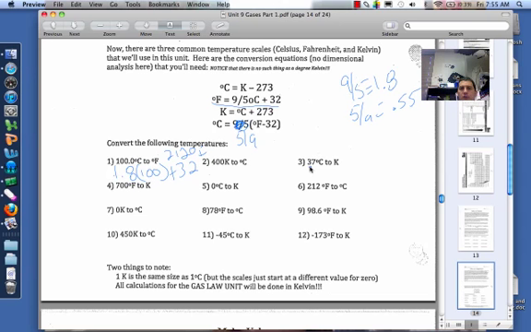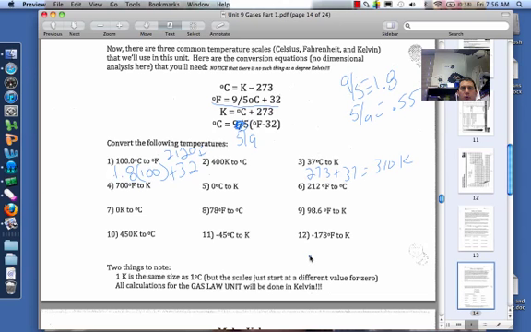Let's move on to Celsius to Kelvin. For Celsius to Kelvin, we're going to degrees Kelvin, so K equals the Celsius temperature plus 273. So that's simply saying 273 plus 37 degrees, or 310 degrees Kelvin.